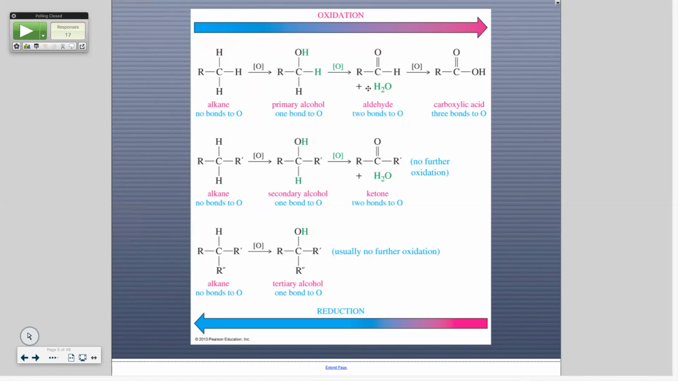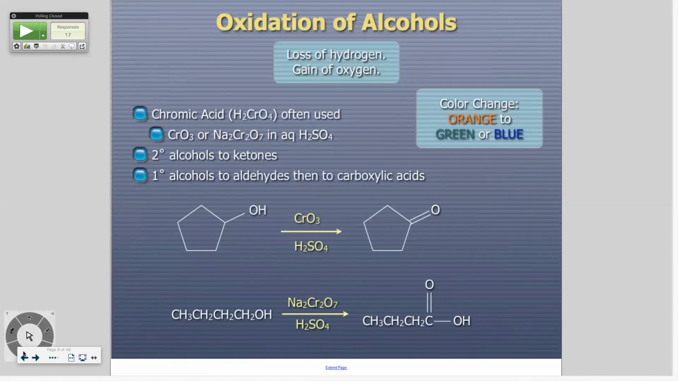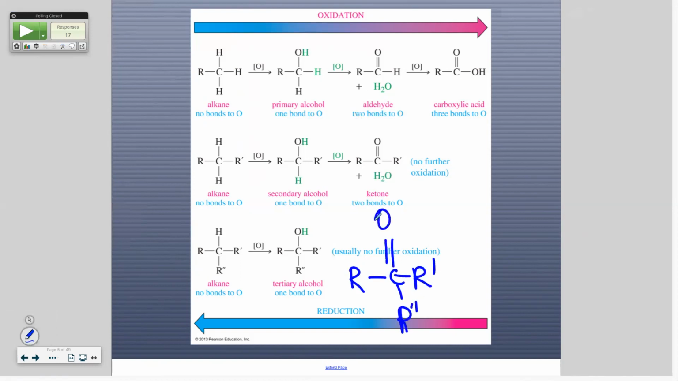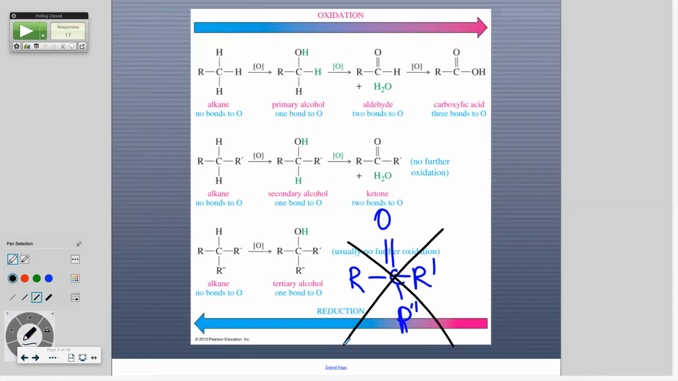Because that carbon, if you put a carbonyl there, how many bonds would that carbon have? Okay, so look, if you did this, what's wrong with that picture? Do you see that? The carbon has 5 bonds. So this is what's going to limit things.